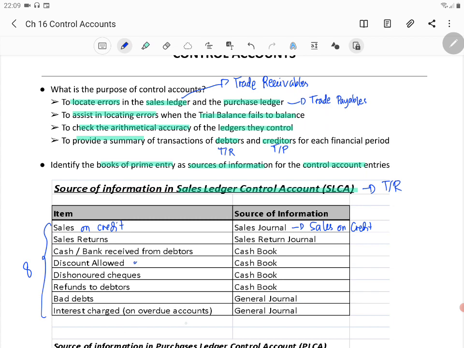Interest charge on overdue accounts also taken from general journal. Overdue account means late payment. So if customers paid the company late, sometimes there is an interest that is charged to them. You can find it in the general journal. So that's SLCA, and those are the informations that are included in the SLCA.